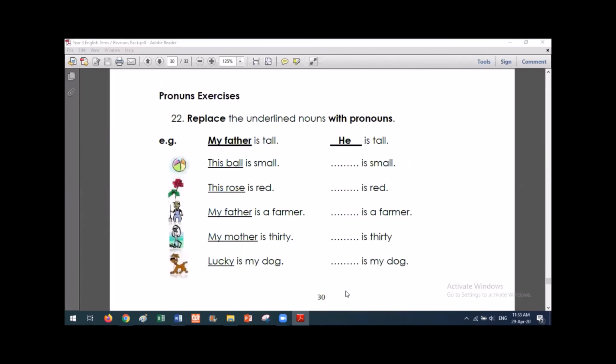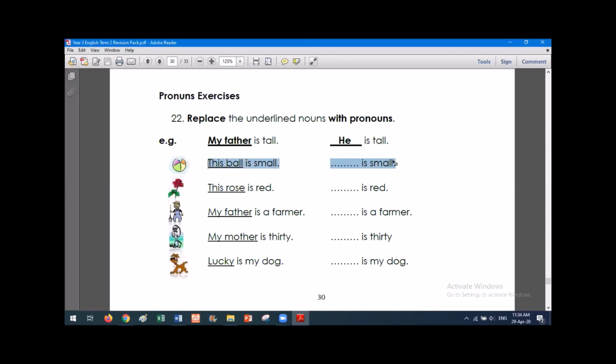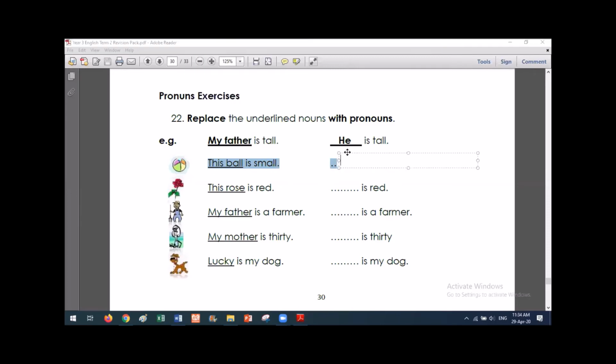Hi, Yusuf. Would you like to do the first exercise? This ball is small. Is small. What do you think the answer is to change it to a pronoun? It. Very good. Is it a capital letter or is it a small letter for it? Capital letters. So we do a capital letter because it is the beginning of a sentence.